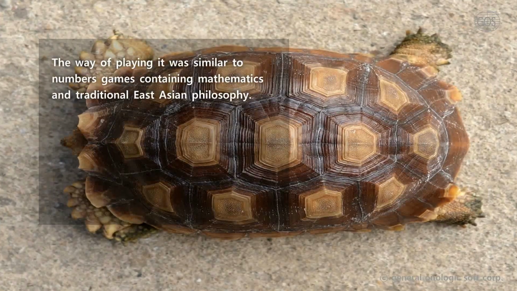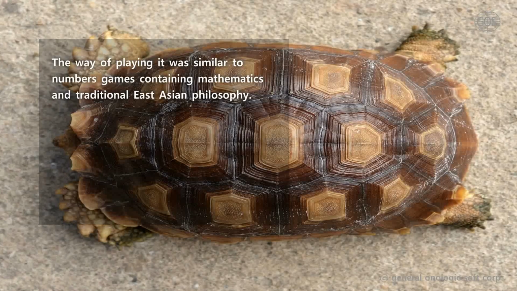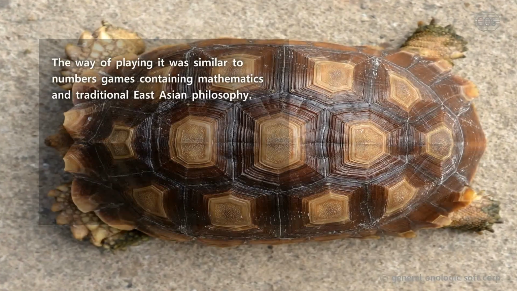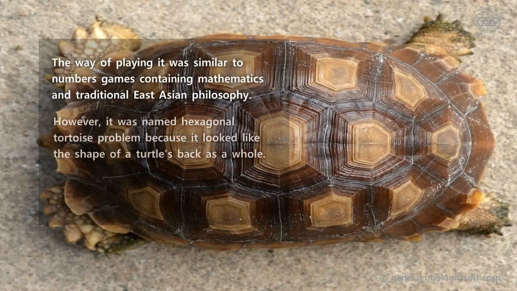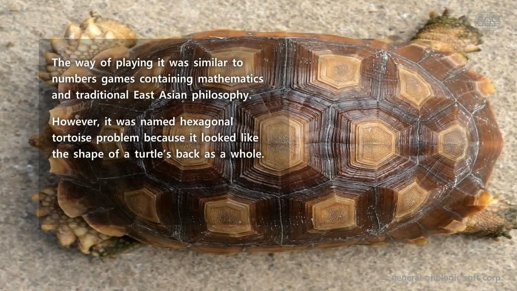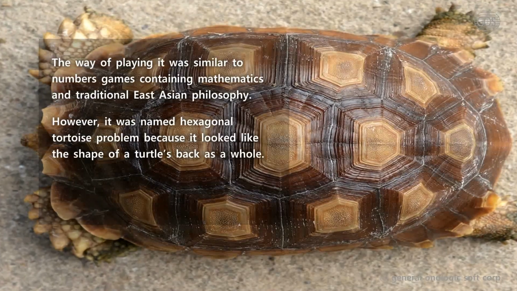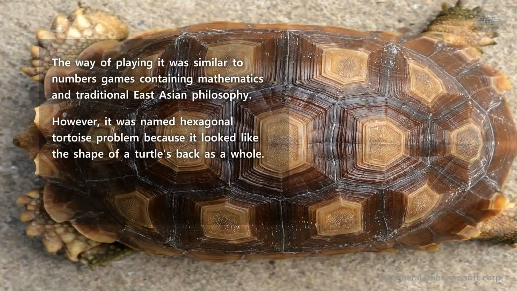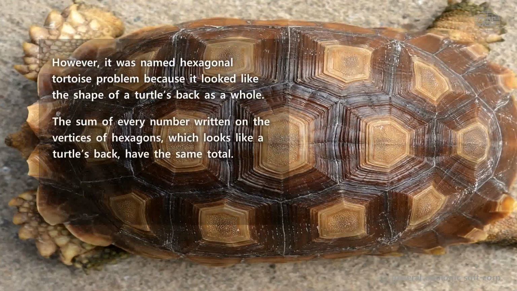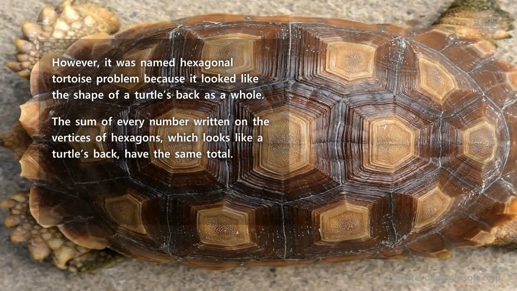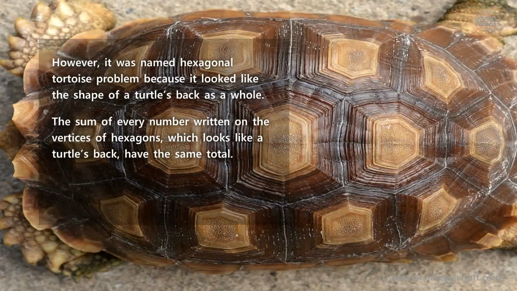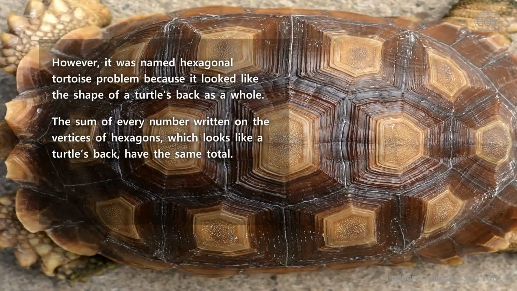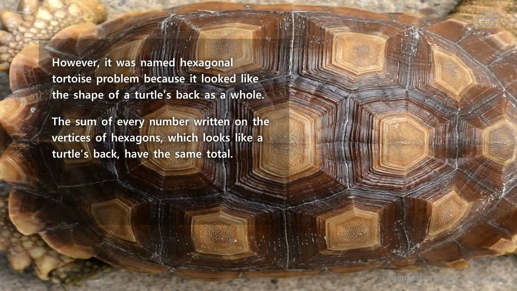The way of playing it was similar to number games containing mathematics and traditional East Asian philosophy. It was named the hexagonal tortoise problem because it looked like the shape of a turtle's back as a whole. The sum of every number written on the vertices of hexagons, which looks like a turtle's back, has the same total.